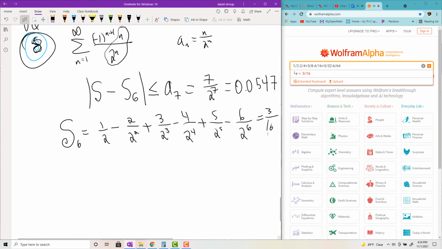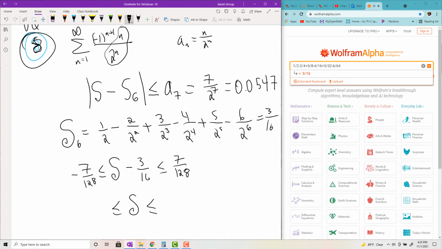And then you can sort of wedge s minus s sub 6 in between the positive and negative of a sub 7. So you'd have s minus 3/16 less than or equal to a sub 7, or if you want to keep it real, you can put in the 7 over 2 to the 7th and then get your approximation at the end. That might be safer. 2 to the 7 is 128. And then greater than or equal to -7 all over 128. Add 3/16 to all 3 sides, and then you'll know kind of where s is, right?